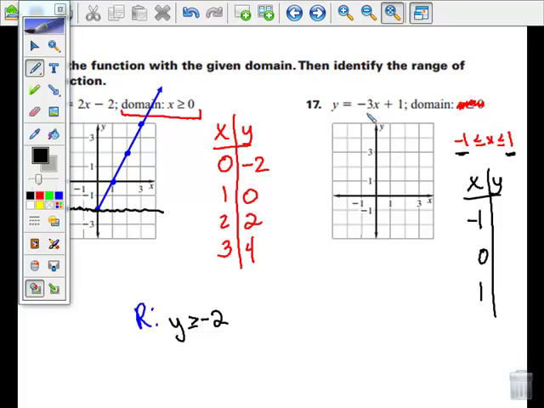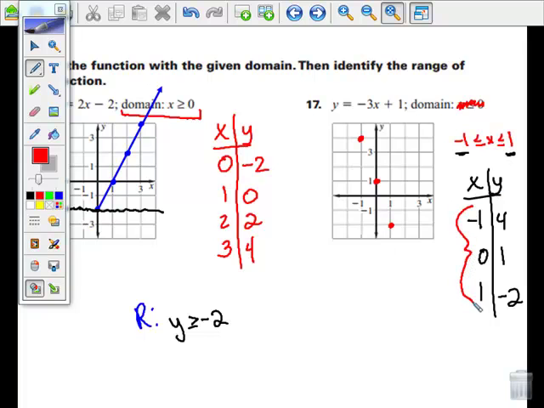-3 times -1 is 3, plus 1 is 4. 0 times -3 is 0, plus 1 is 1. And 1 times -3 is -3, plus 1 is -2. And again, I'll go ahead and just plot these points. I have -1, 4, 0, 1, and 1, -2.